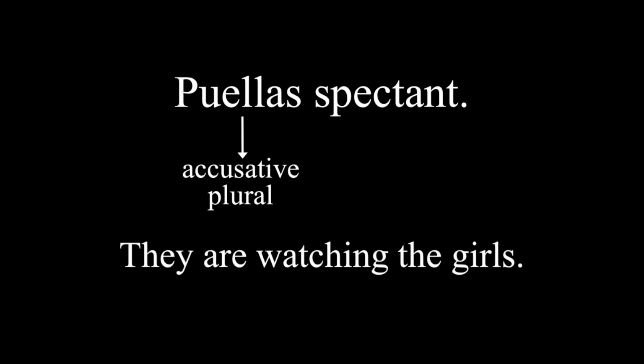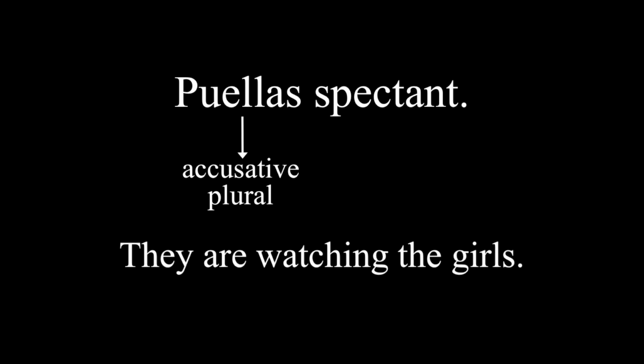Sometimes a sentence won't have a nominative, such as this sentence, puellas spectant. If there is no nominative, then you need to go straight to the verb, which in this case is spectant, and use the ending to get a pronoun to use in English. Since spectant ends with an NT, we know that it needs to be translated, "they are watching." Puellas is an accusative, so it's a direct object, and the sentence therefore means, "they are watching the girls."